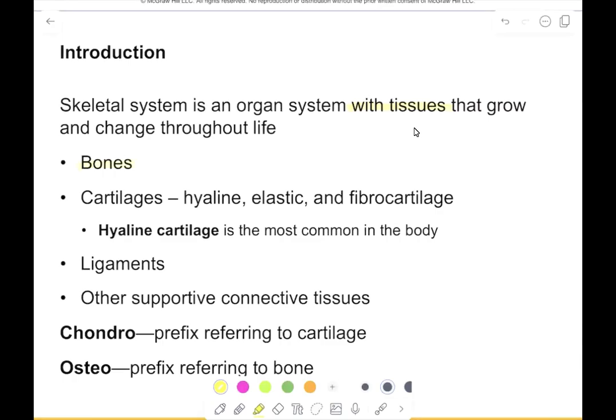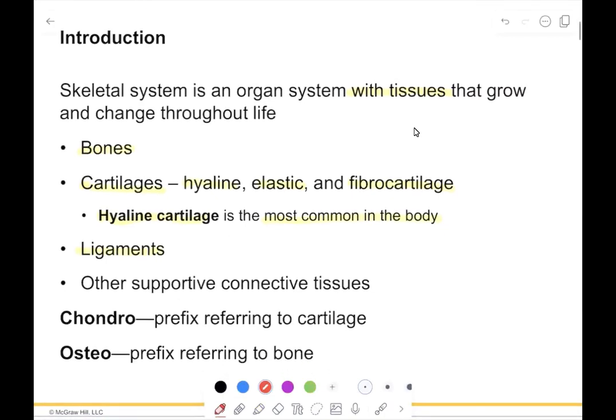So we will be talking about the tissue of bone, as well as reviewing the cartilage that you have already been introduced to in the tissue chapter. As you know, hyaline cartilage is the most common in the body. This system includes ligaments, which, remember, are dense, regular connective tissue. So we're going to be talking about different types of connective tissue in this chapter. There are also other supporting connective tissues included as well.